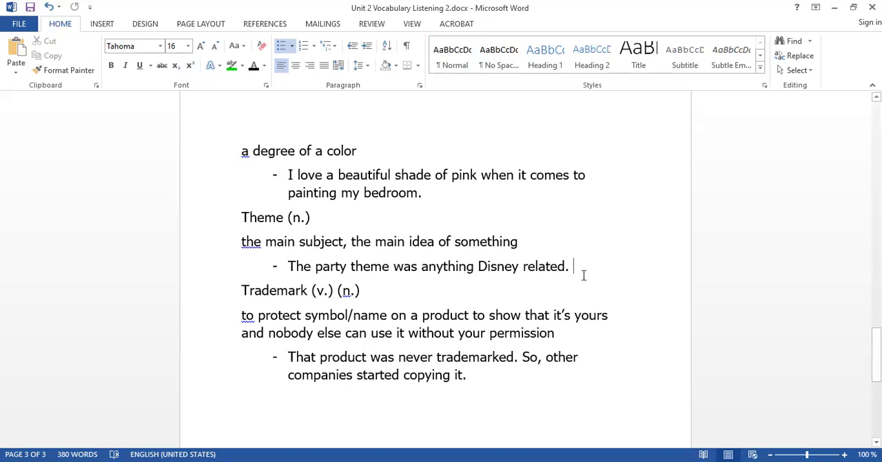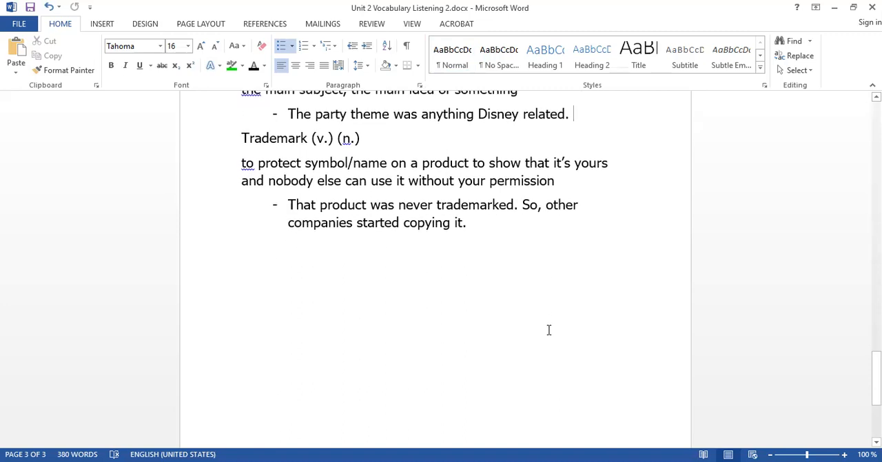Next word is the word trademark. Trademark is when, well, it could be a verb or a noun. If you trademark something, that means you kind of try to protect that thing. Maybe you invent a product which no one has invented before. And then you put a symbol, a logo, or a name on it, like, this is yours. And you try to trademark it. That means you're trying to protect it, to show people that, hey, it's my idea and nobody else can use it.